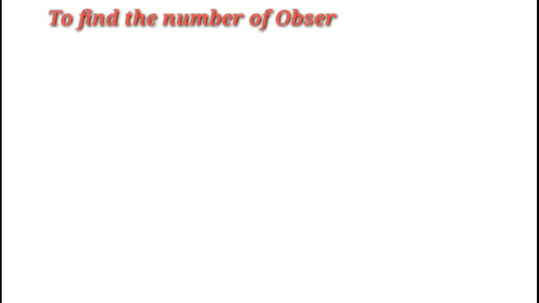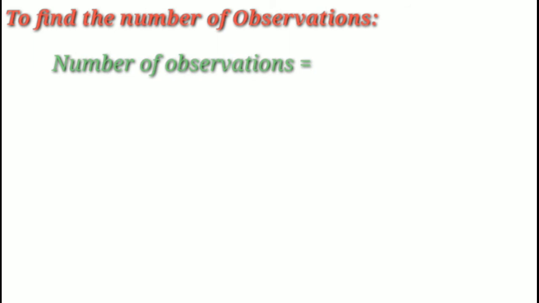Okay. Now let's learn to find the number of observations. The third type of question possible. As you know, mean equals sum of observations upon number of observations. So number of observations, how can you find? Sum of observations divided by mean. Clear? To make it more clear, children, I'll go with an exercise question.